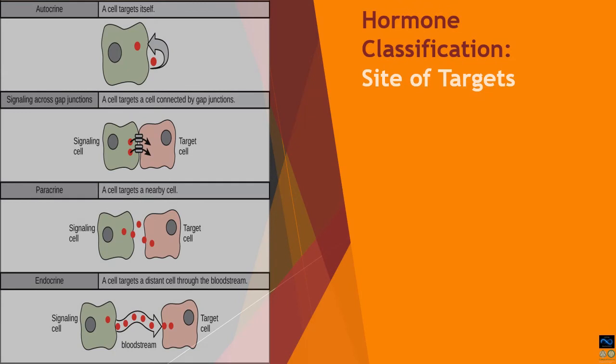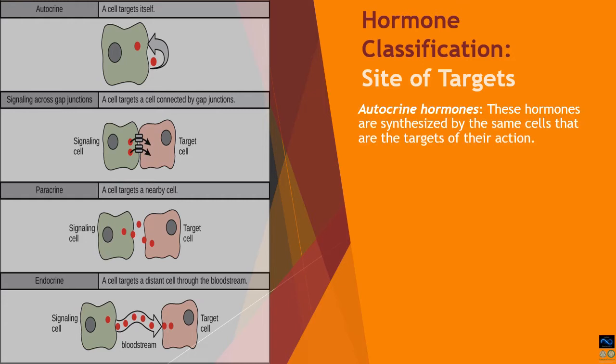Third type of classification of hormones is based upon the site of target of the secretions produced by the cell. And first and foremost is the autocrine hormones. These are the hormones which are synthesized by the same cell as the targets of their action. As you can see in the accompanying picture on the left hand side, the cell which produces the hormones secretes it out and the hormone acts on the same cell which it produces. This is the simplest type of signaling, and it's called as autocrine signaling, and the hormone which is produced here is called as autocrine hormone.